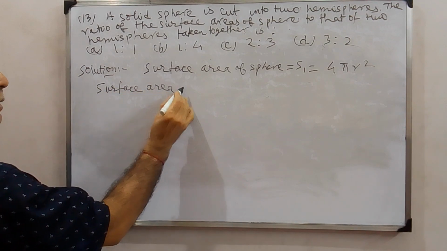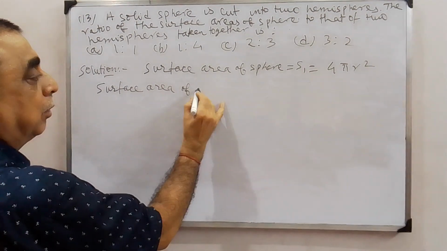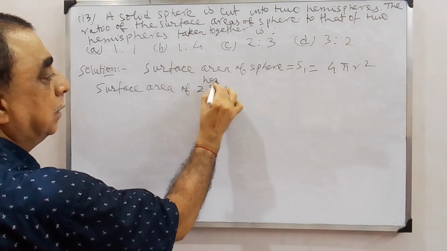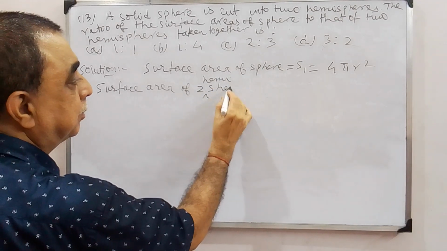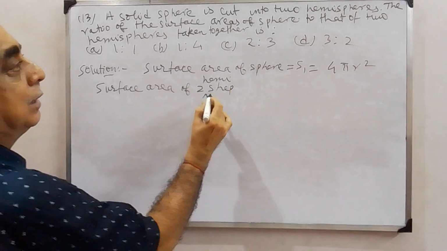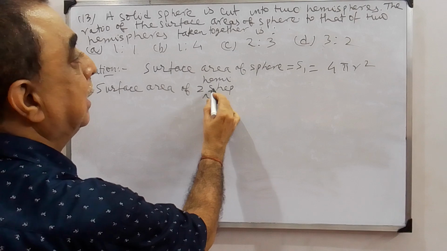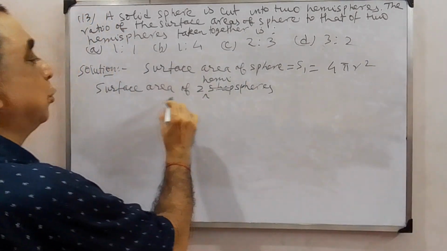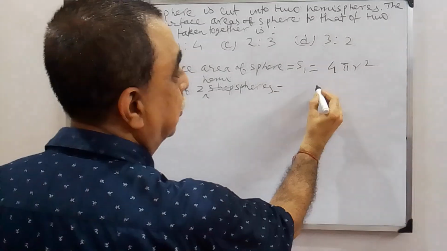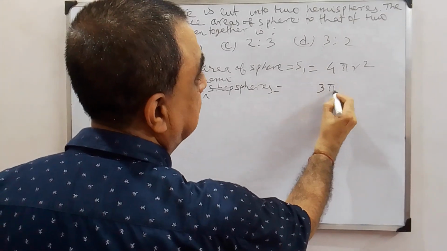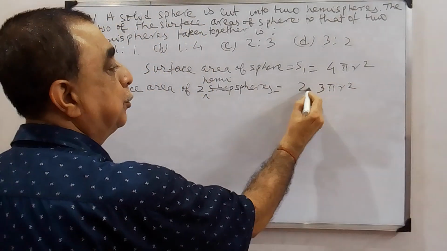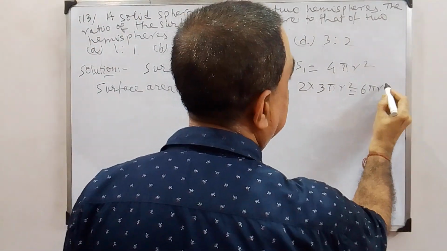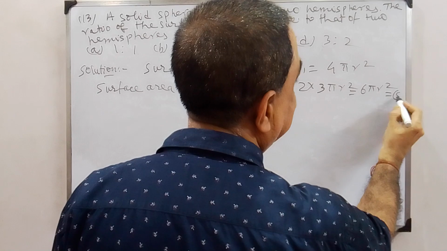Okay, so the surface area of two hemispheres. We know one hemisphere's surface area is 3 pi r squared, so 2 multiplied by that becomes 6 pi r squared. I am taking it as S2.